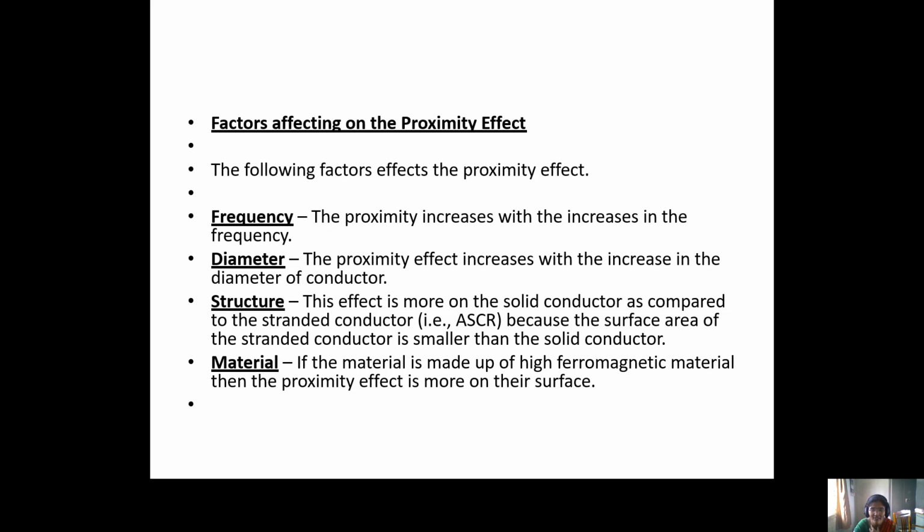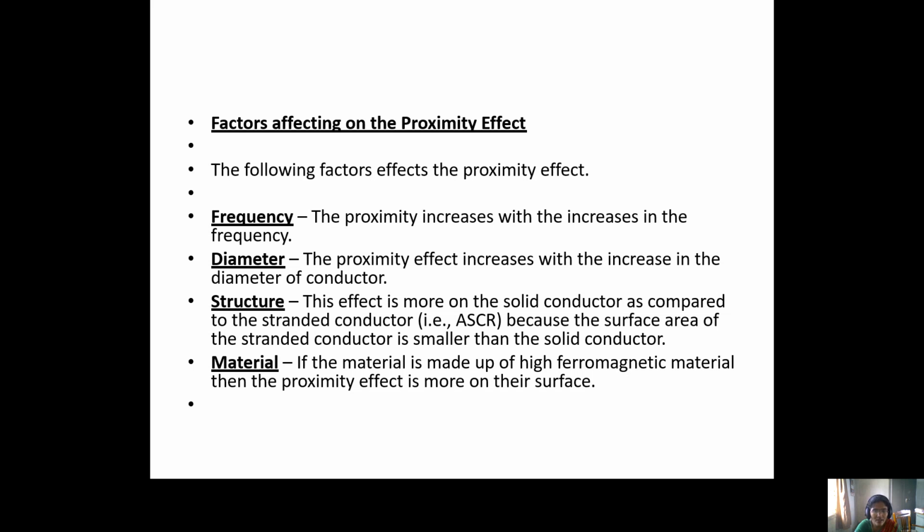Diameter. Similarly, the proximity effect increases with the increase in diameter of the conductor. Whenever the diameter increases, the proximity effect also increases. Similarly, same as skin effect: skin effect also increases with increase in frequency, and the proximity effect will also increase with increase in frequency.